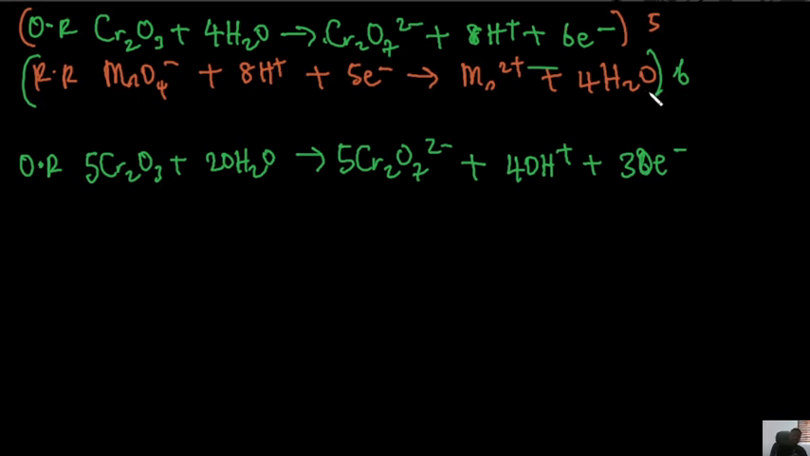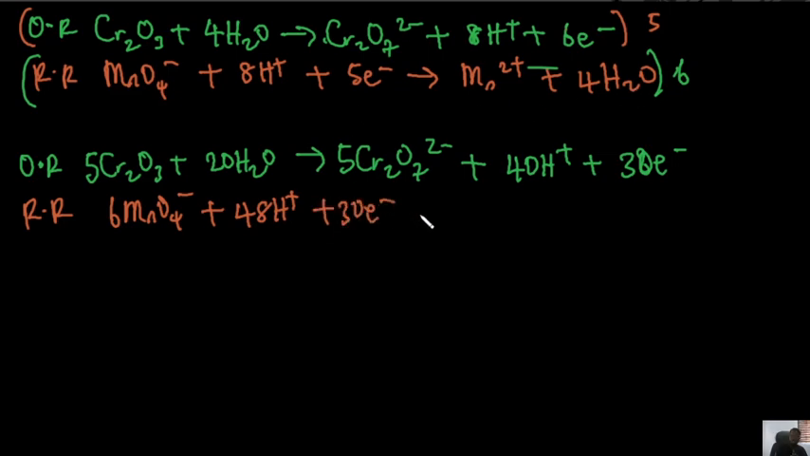Okay, so then multiplying through by 6, we will have for the reduction reaction: 6MnO4 minus, plus 6 times 8, which is 48 H plus, and then plus 6 times 5, which is 30e minus, reacting to give 6Mn2 plus, and then 6 times 4, which is 24H2O. Now, we would go to the final process.